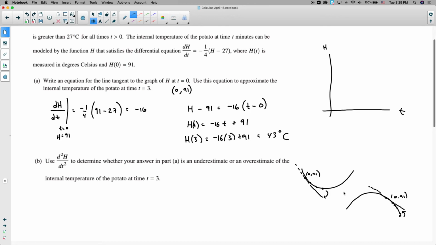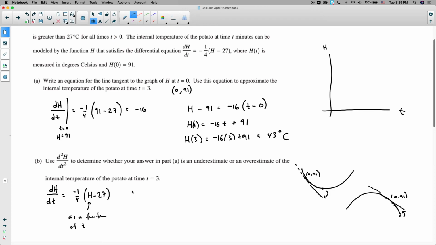Okay, so the trick here is that the original differential equation, which is dh/dt equals negative 1/4 (h minus 27), is a function of h, not a function of t. So we need to think about this as a function of t, so that you see the chain rule coming.